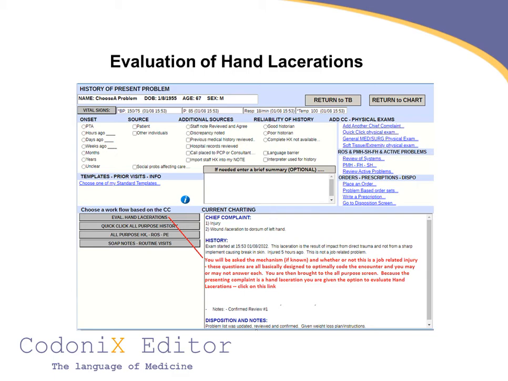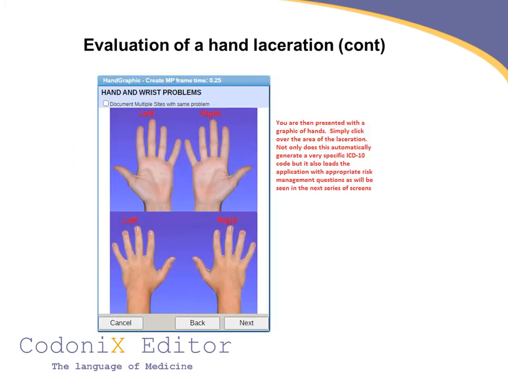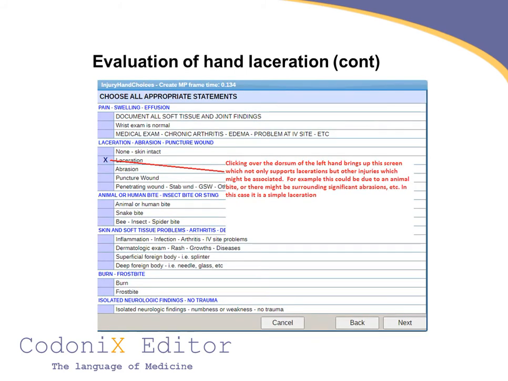Because the presenting complaint is a hand laceration, you are given the option to evaluate hand lacerations. Click on this link. You are then presented with a graphic of hands. Simply click over the area of the laceration. Not only does this automatically generate a very specific ICD-10 code, but it also loads the application with the appropriate risk management questions, as will be seen in the next series of screens.